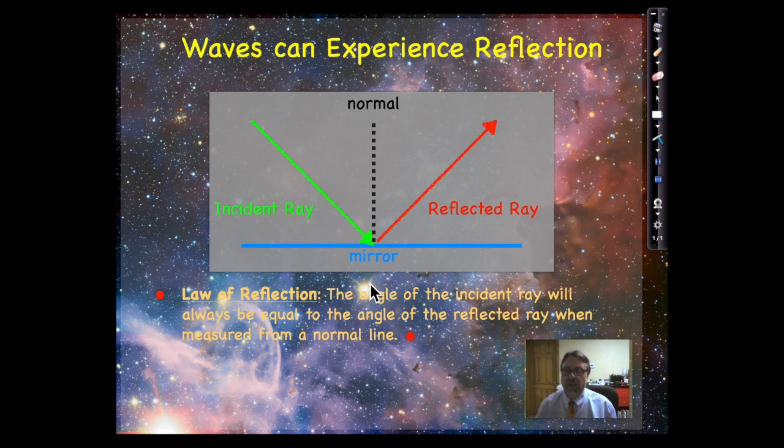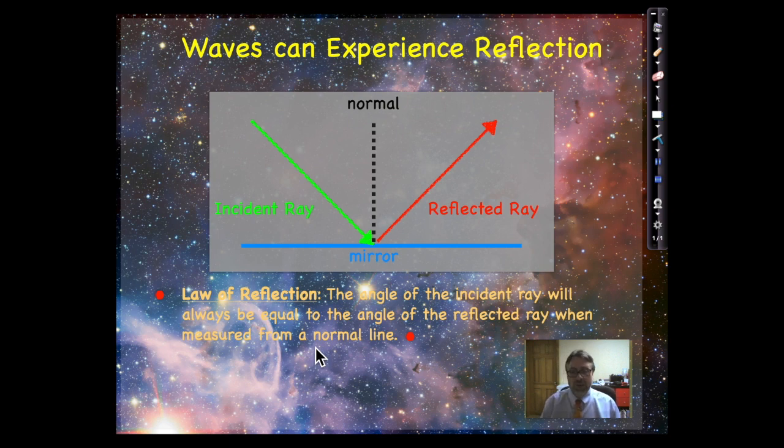Well, the law of reflection simply states that the angle of the incident ray will always be equal to the angle of the reflected ray when measured from a normal line, this black dotted perpendicular. Well, it's a very simple rule.